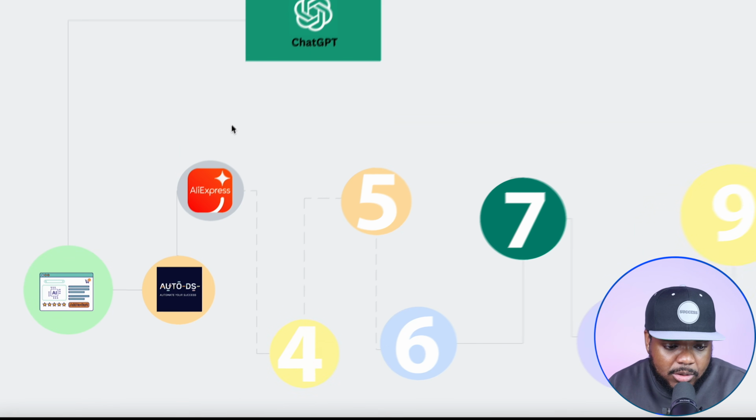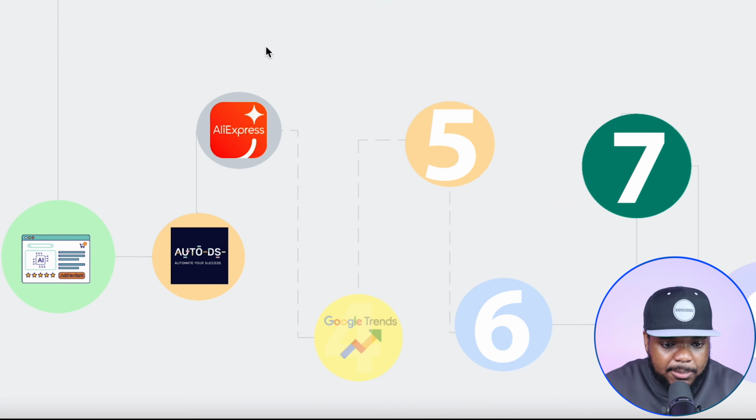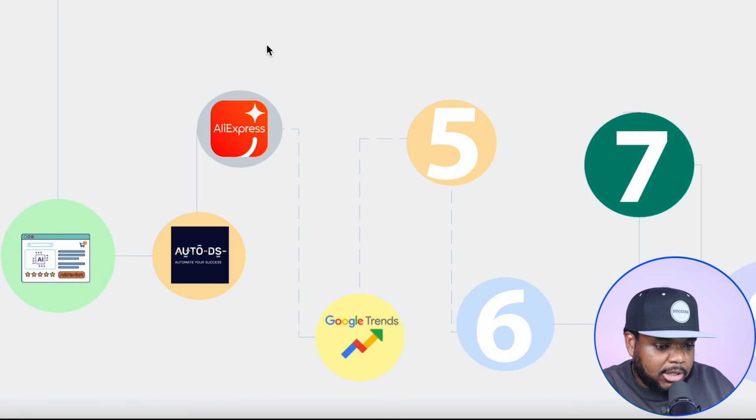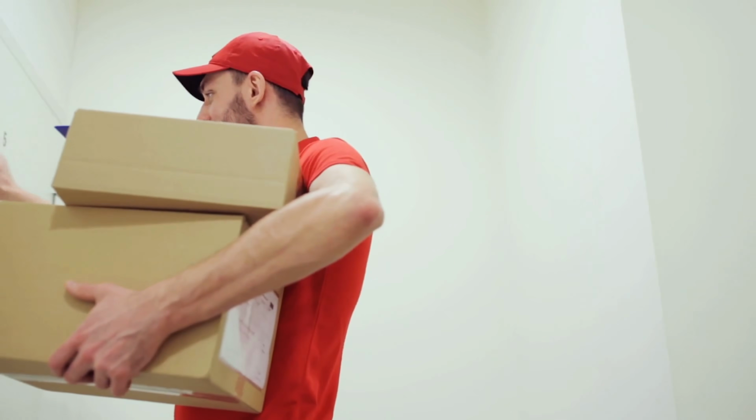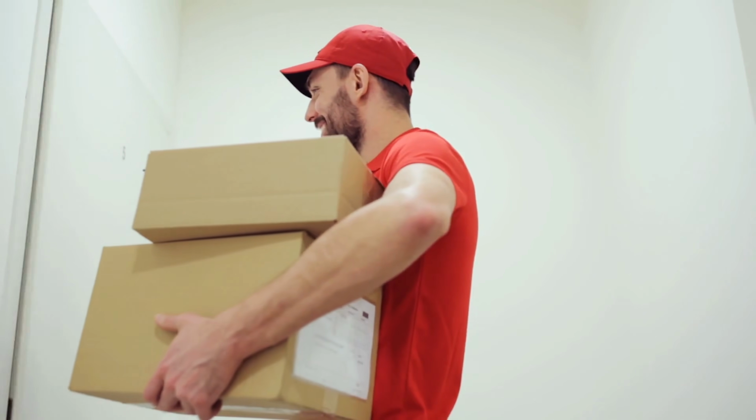But moving on to one of the next parts of this entire blueprint, which is that you need to make sure that you now double check that whatever product you're thinking about selling is being searched for on Google Trends. The only reason why you want to do this is because you want to make sure that people are actually interested in that product.